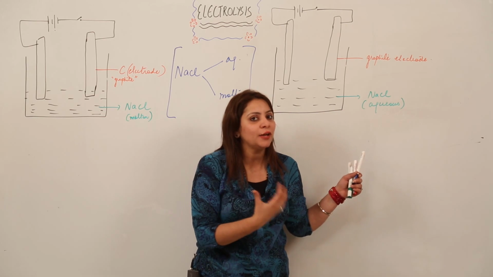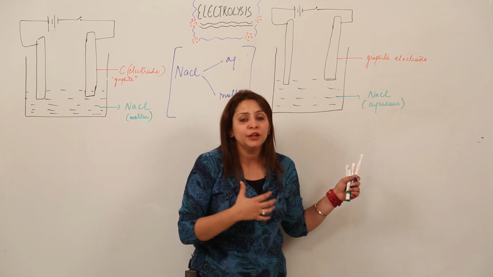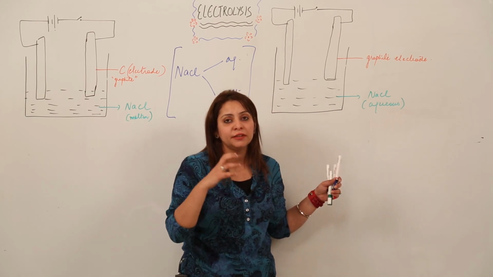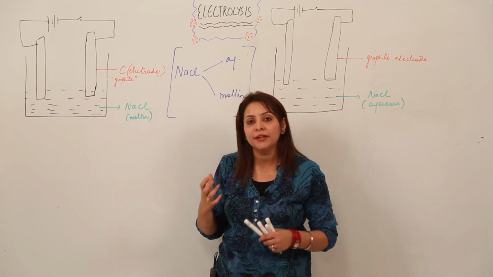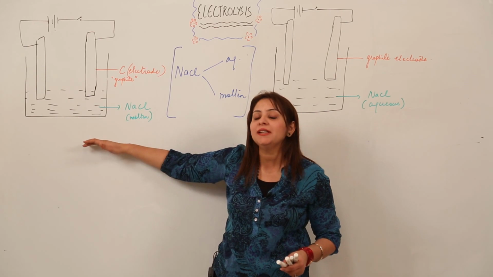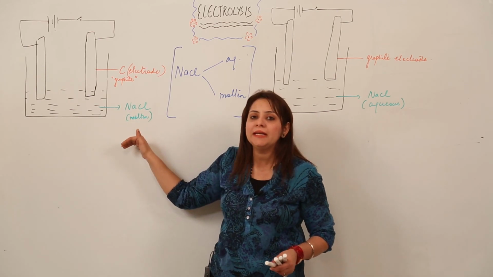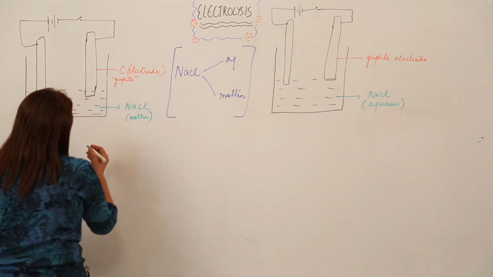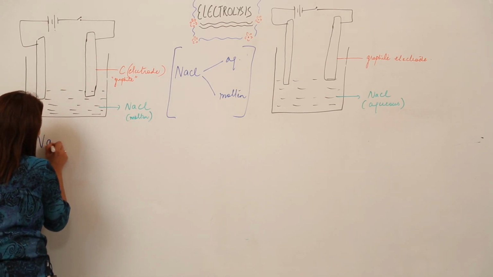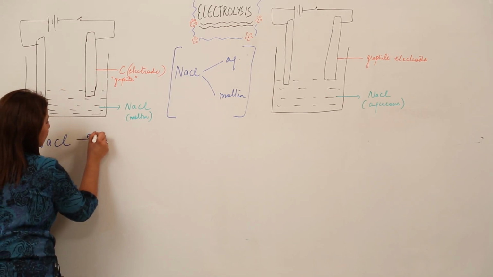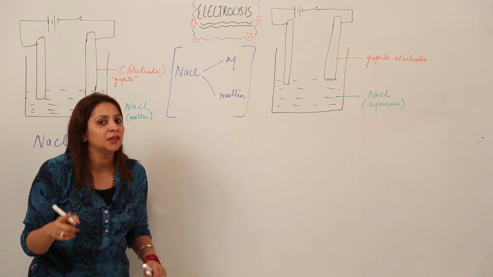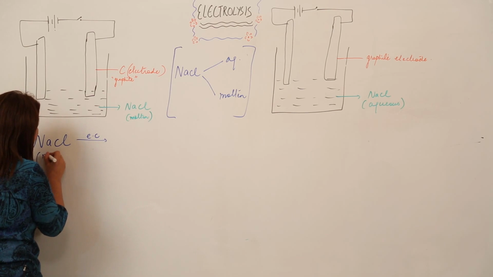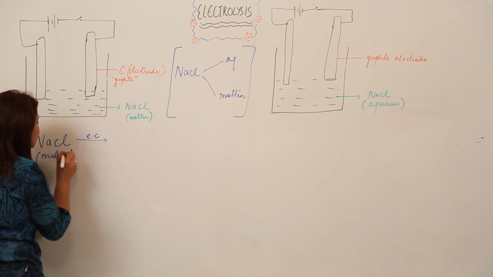So just look at the board and try to recall it and go into the depth of the reason, what is the main cause for it, right. Just look at the first figure, that is the electrolysis of the molten NaCl. What is going to happen when we pass electric current through the NaCl? We know that on passing the electric current, the electrolyte splits into ions. Here we have a molten electrolyte, so again it will split up into ions.